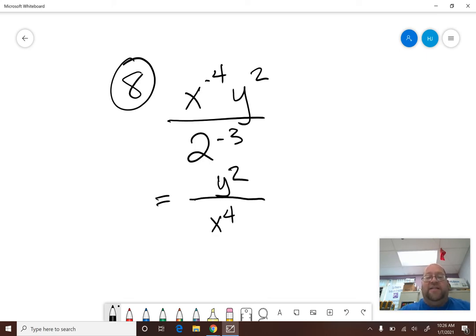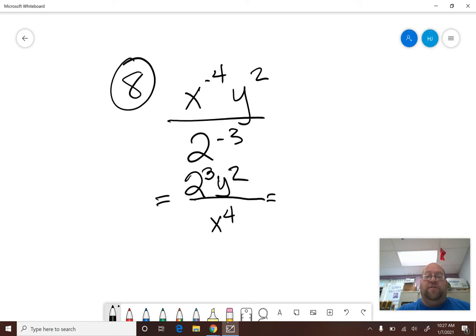Last but certainly not least, I've got 2 to the negative 3 that's on the bottom, okay? So because it is being raised to the negative power, I need to move that to the top. So I'm going to move it to the top, and all of a sudden it's going to be a positive exponent instead of a negative. And I just have one more last step to go, which is to go ahead and kind of clean this up because this can be simplified further. Remember, in mathematics, you want to try to simplify as far as you possibly can.